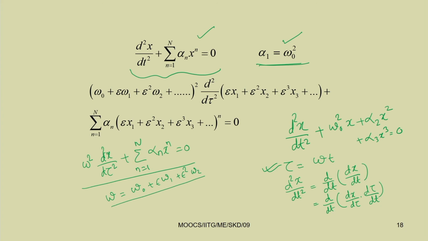So, this becomes omega square d square by dt square into x, for which we are substituting this term, that is epsilon x1 plus epsilon square x2 plus epsilon cube x3. So, we kept up to the third term. Plus the sum n equal to 1 to n of alpha n into epsilon x1 plus epsilon square x2 plus epsilon cube x3 plus higher order terms, which depend on up to what term you want to take, to the power n.